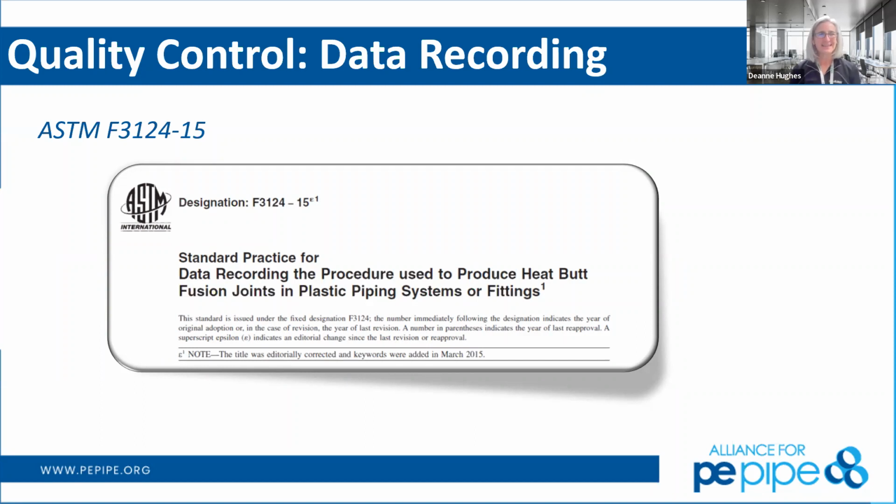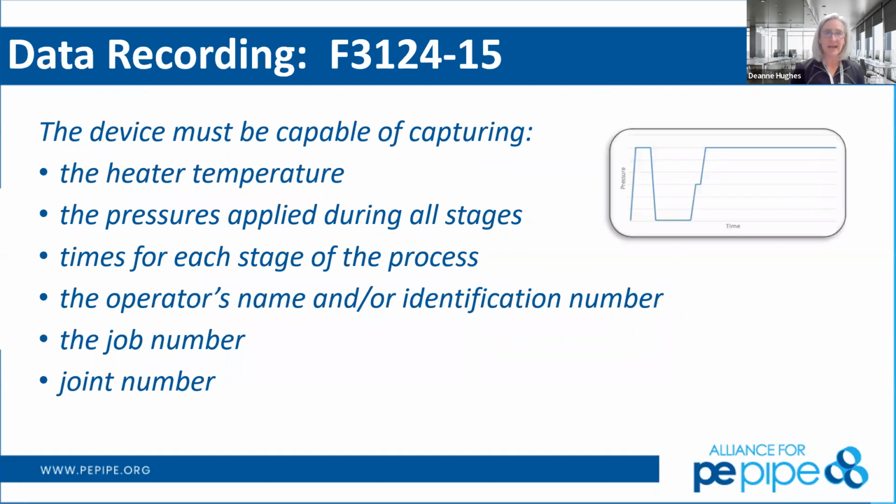Okay, so moving on. Of course, there's other ways that we can do quality control, and data recording is one that is now specifically incorporated within F2620. In the event that an operator is doing data recording, what things should a data recording system capture about a project? ASTM has a standard 3124. There's an open project right now looking at updating it. And the things that ASTM says are important to capture regarding any type of fusion project is the heater temperature, the pressure during all stages of that fusion.